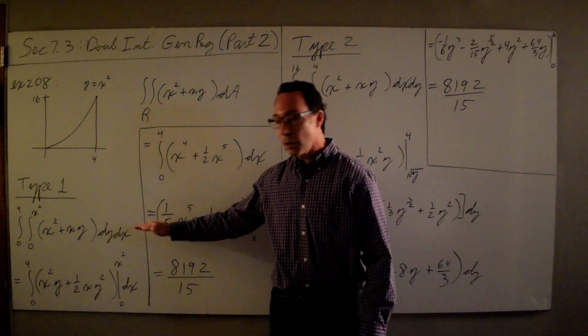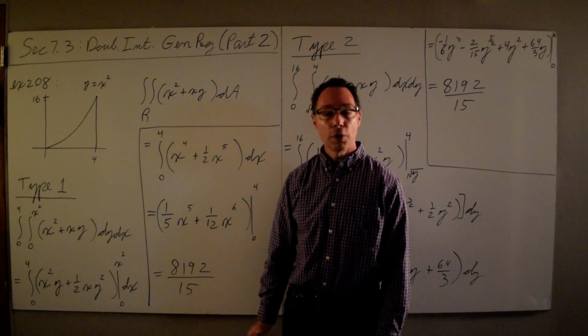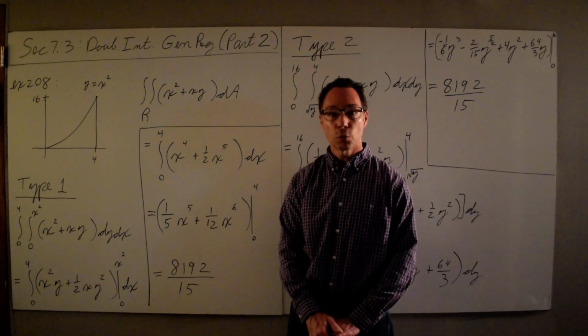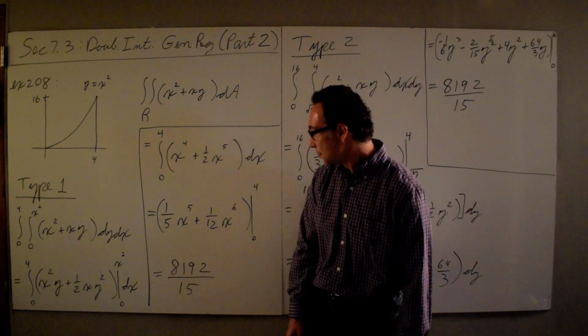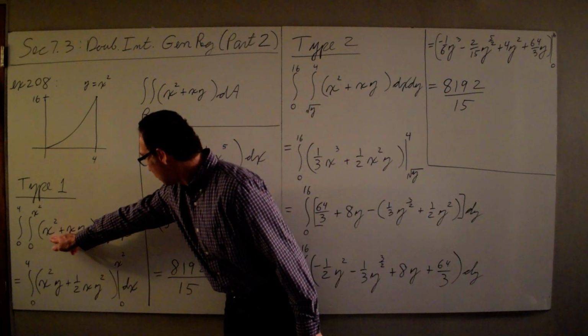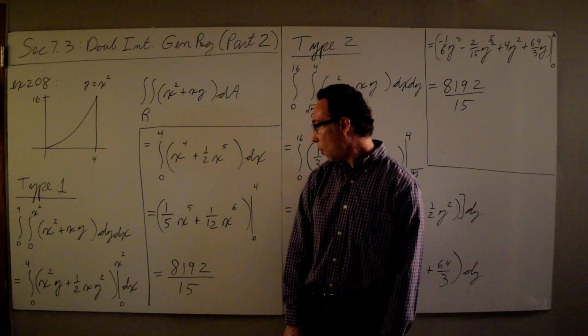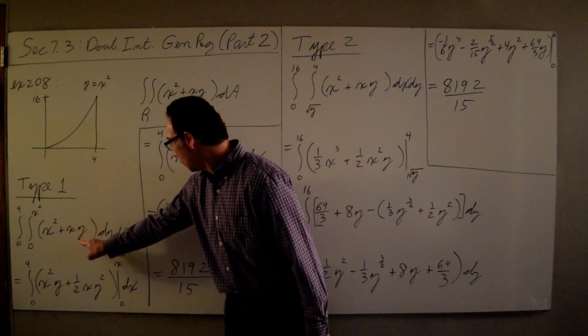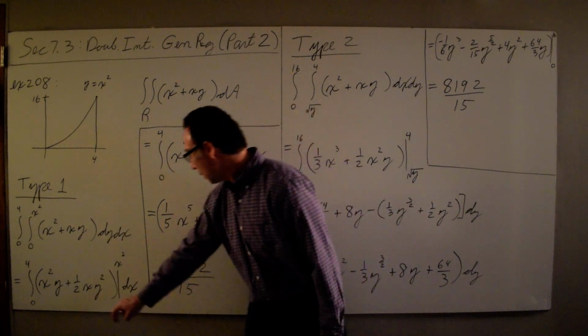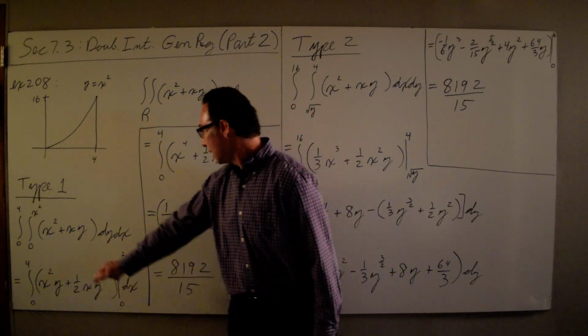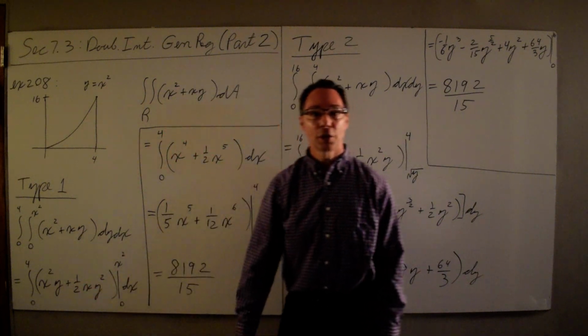Again, it's sort of like taking partial derivatives. We just pretend x is a constant. We treat it like a constant. So we have an antiderivative with respect to y of x squared is simply x squared times y. And for this term, we reverse the power rule. So we have 1/2 y squared. Again, we're treating the x as if it's a constant.